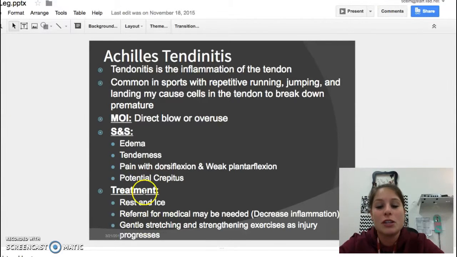Our treatment is going to be to rest that area. If that means you stop running and stop jumping, sometimes we'll have to put people in a walking boot, just to try to keep that tendon from being overused. We also can oftentimes have to refer them to a doctor to get some better medication to help with that inflammation if it's been going on for such a long time without any help.